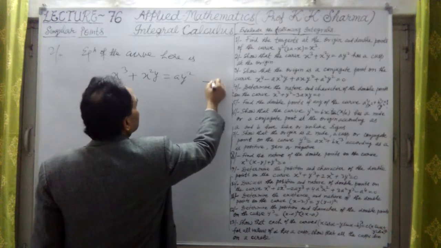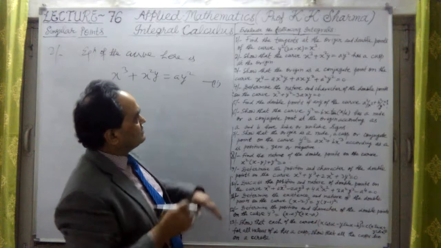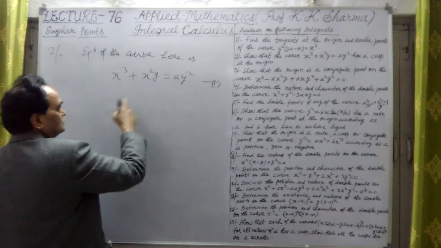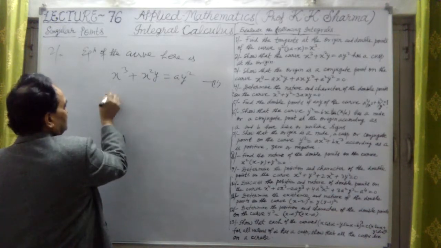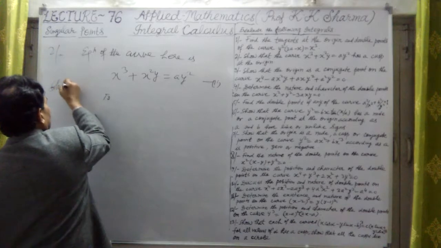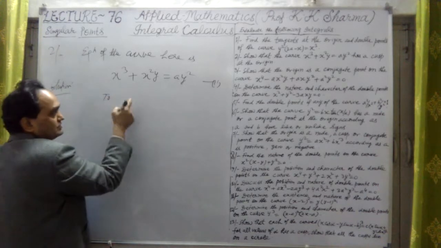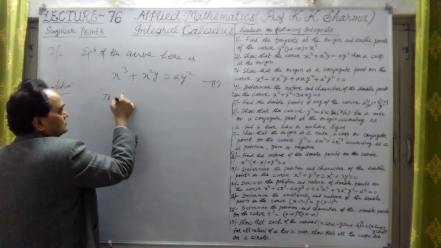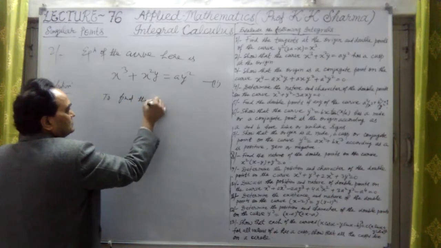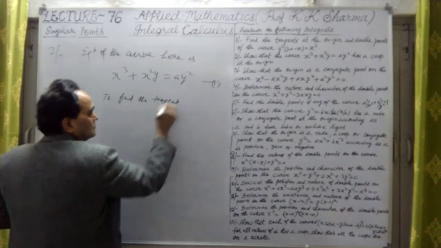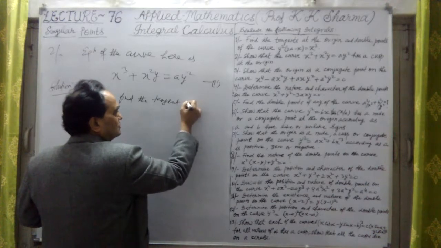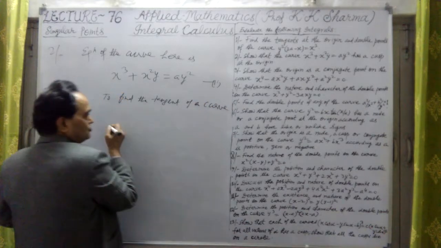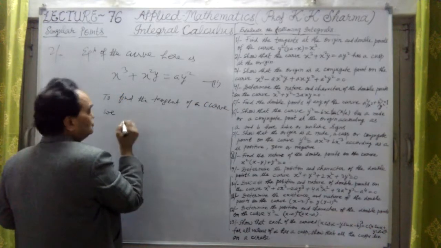This is equation number 1. We have to prove that the curve has a cusp at the origin. So to find the equation of the tangent, let me solve it. Solution: to find the tangents of a curve, we have to equate the smallest degree term to 0.